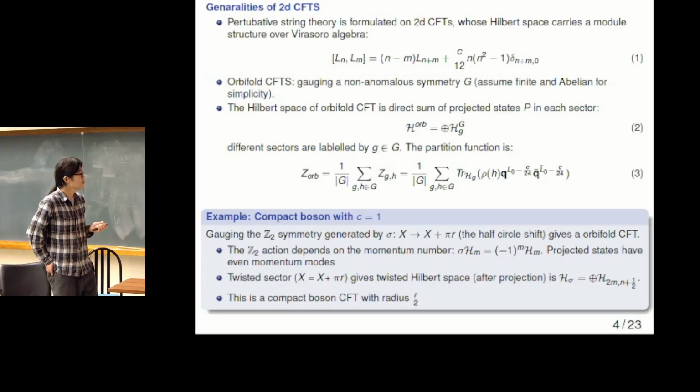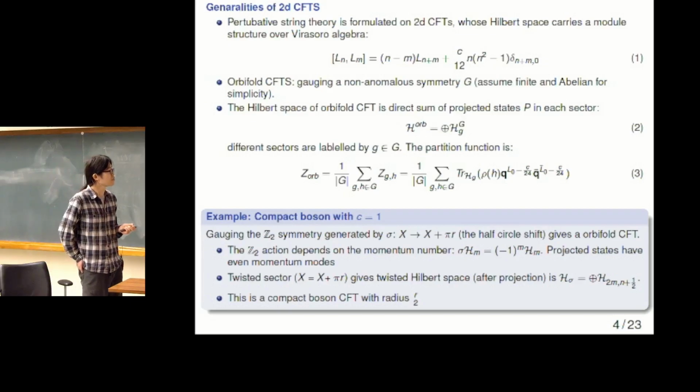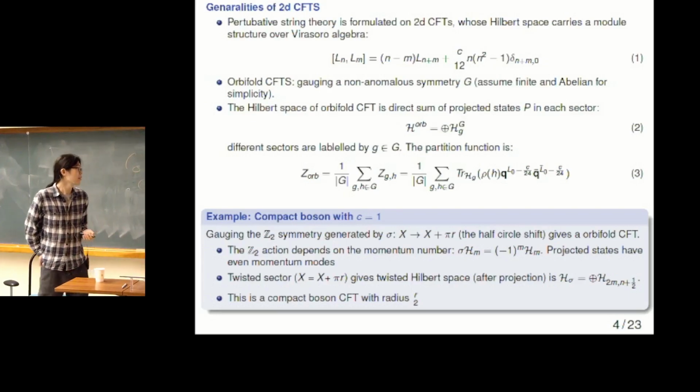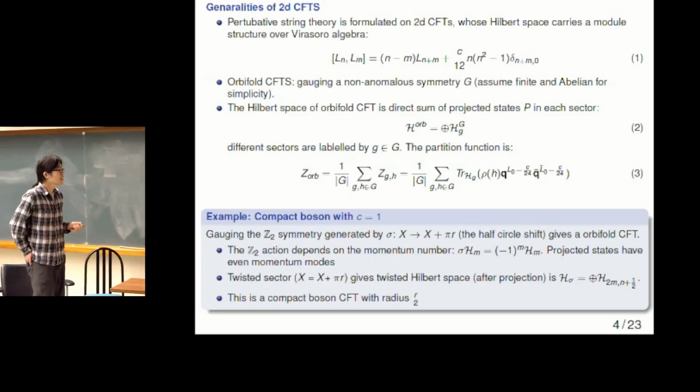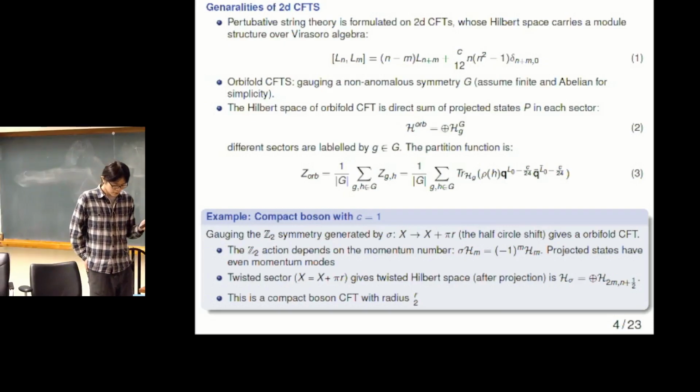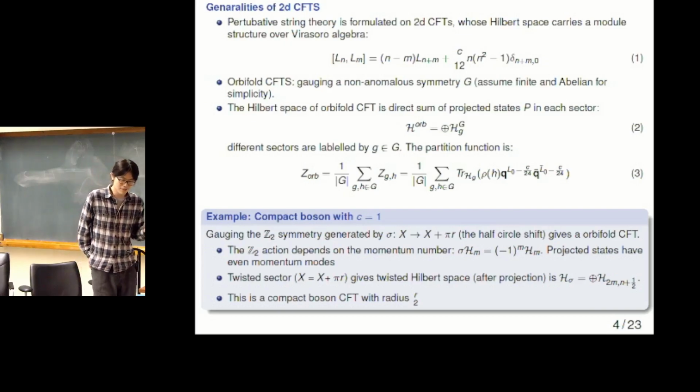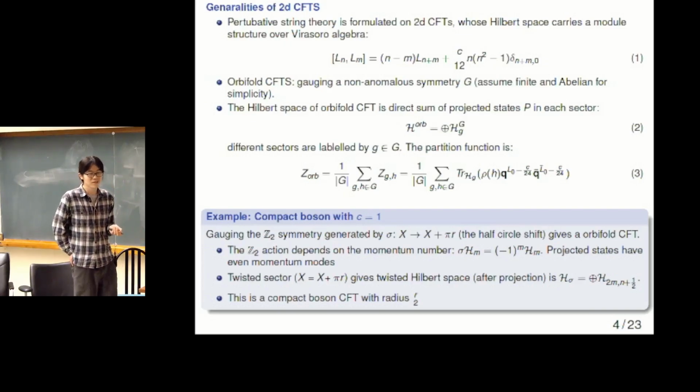If we gauge this symmetry, we see that the Z2 action acts on the momentum number and picks up a non-trivial phase. As a result, the projected states carry even momentum modes. The twisted sector gives us half-integer winding number instead of integer winding number. Overall, of course, this is a compact boson CFT with target space a circle of radius r over 2.